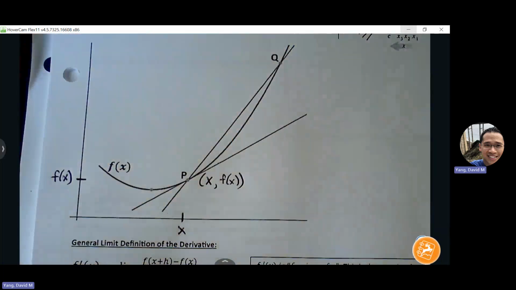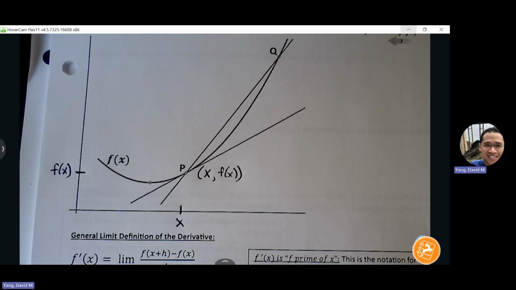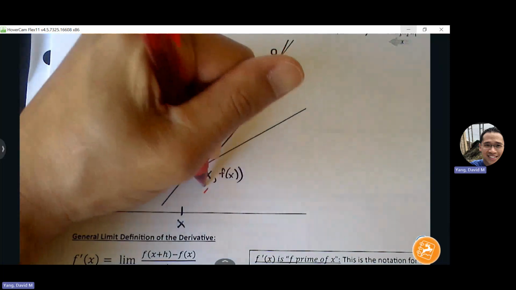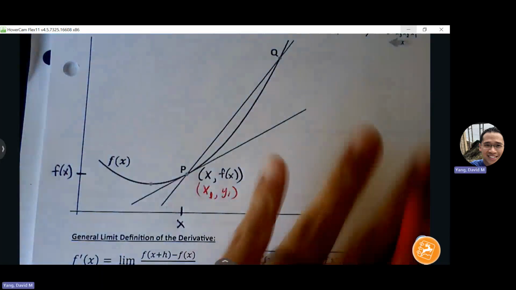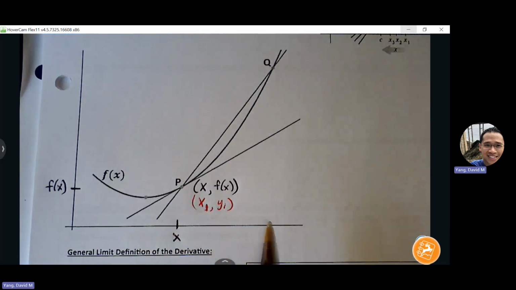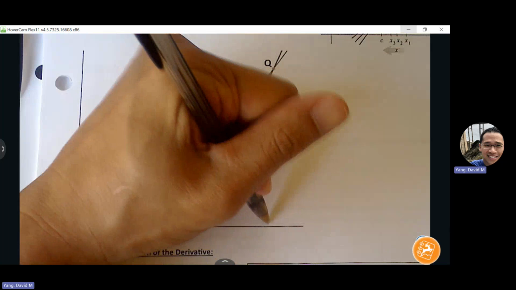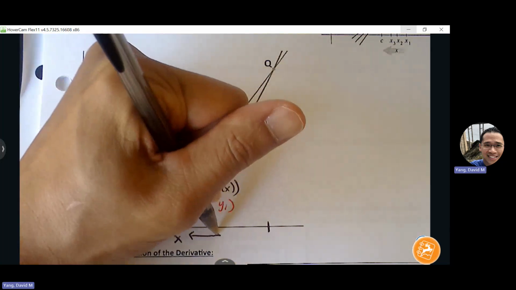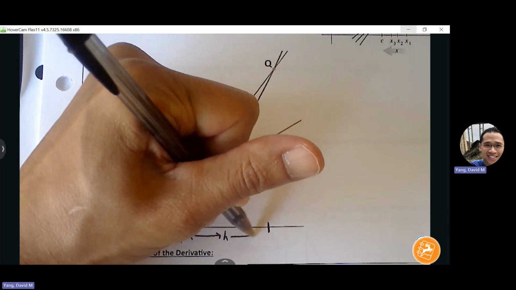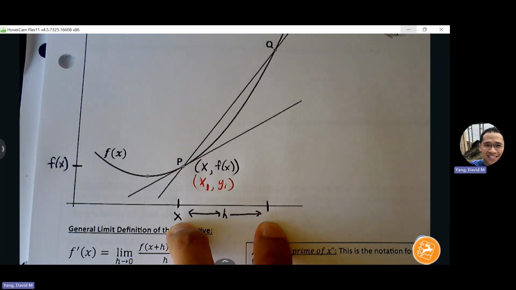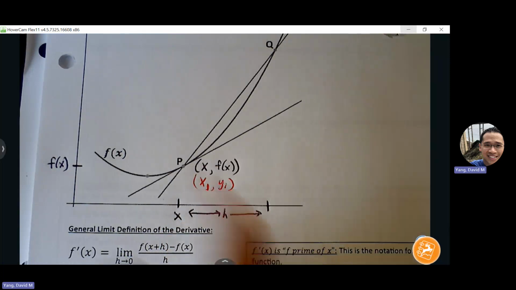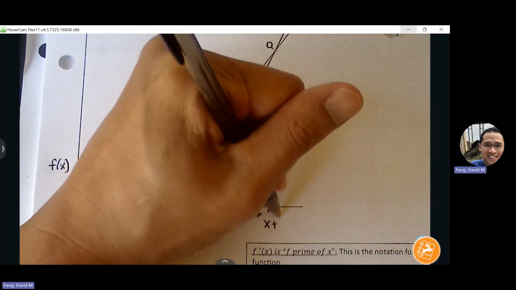I'm leaving it in function notation to give it that flexibility, so for whatever x value I put in, I can find that appropriate y value. So this is my x1, y1. Now, point Q is going to be some distance away from point P, to the right of point P, and I'm going to call it a distance that is h units away. So the distance between x and the next value is h, so this point is simply x plus h.